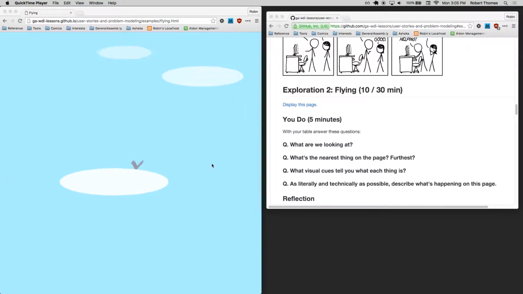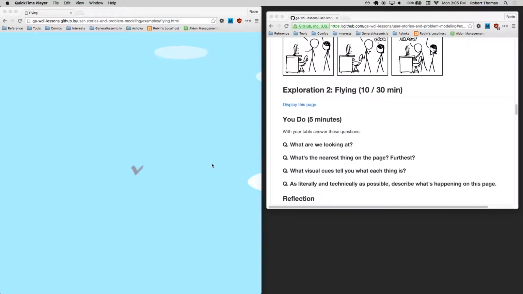It's a V. How else do we know that the bottom cloud is the nearest one? It's the biggest. So that creates like an illusion of distance. All right, so cloud is biggest. What else? It's the fastest. What else? Brightest. Yeah, that's a really good one.